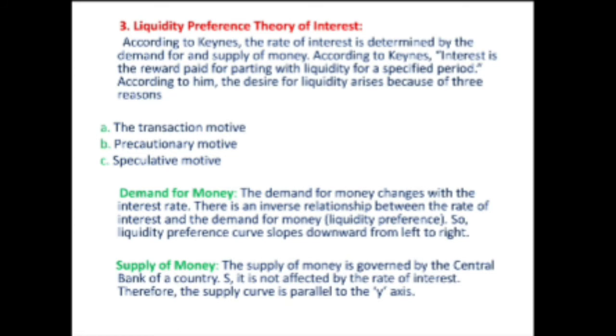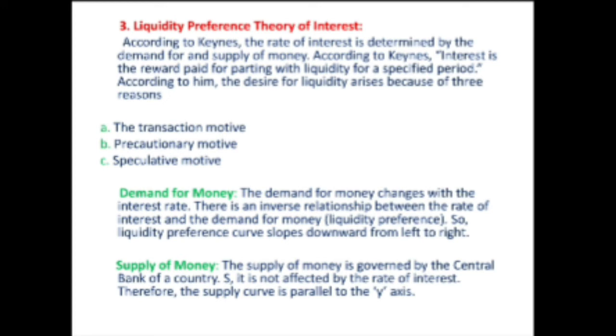Now we come to the liquidity preference theory of interest, which was developed by Keynes. According to Keynes, the rate of interest is determined by the demand for and supply of money. According to Lord Keynes, interest is the reward paid for parting with liquidity for a specified period. According to him, the desire for liquidity arises because of three reasons: the transaction motive, the precautionary motive, and the speculative motive. Then we have demand for money.